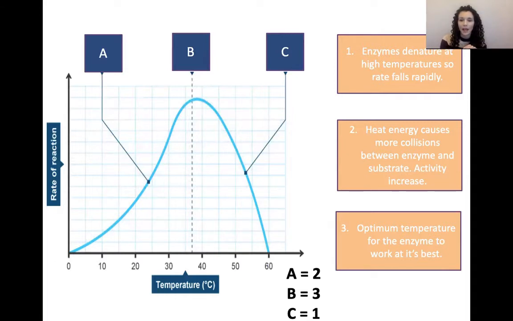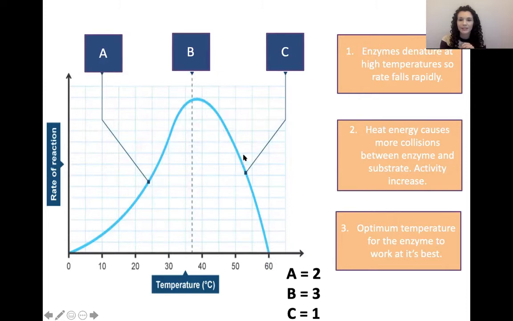Okay, and part B up here is 3. There's an optimum temperature, so that's where enzymes are working best. So that's that high point up here. And C is number 1.